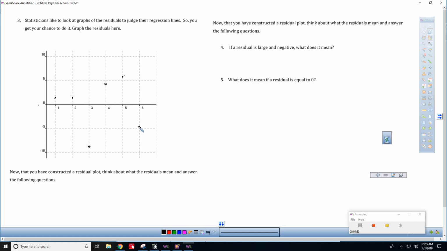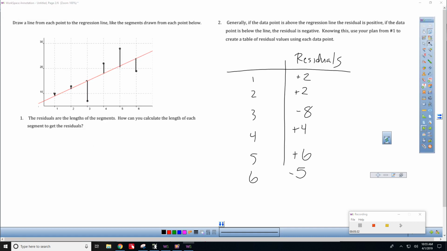Think about what residuals mean and answer the following questions. If a residual is large and negative, like this one, what does that mean? So that means that it was significantly underneath our line of best fit. Let's go back and take a look at 3. Look, 3 is significantly below our line of best fit. It could be an outlier.